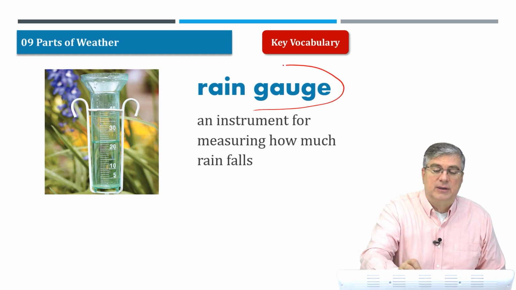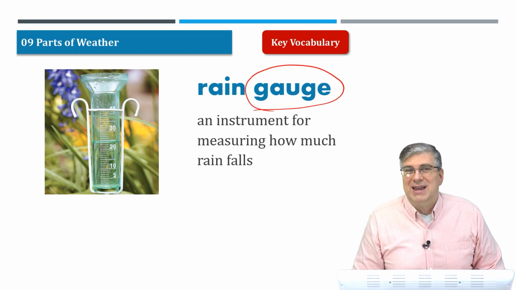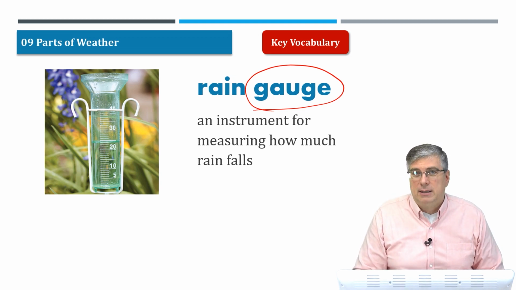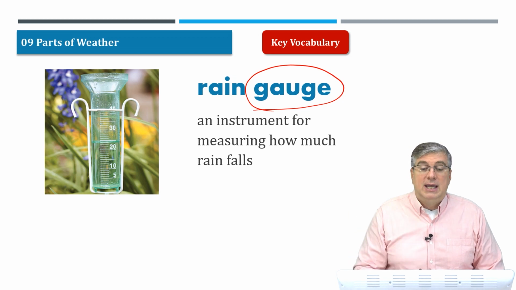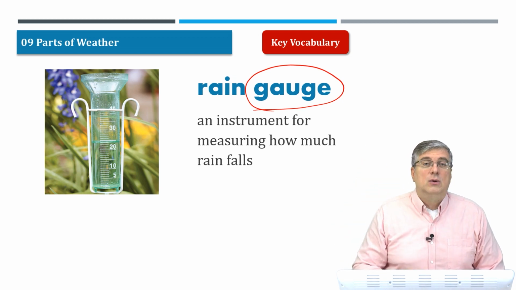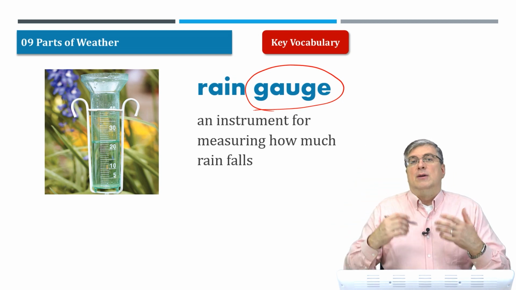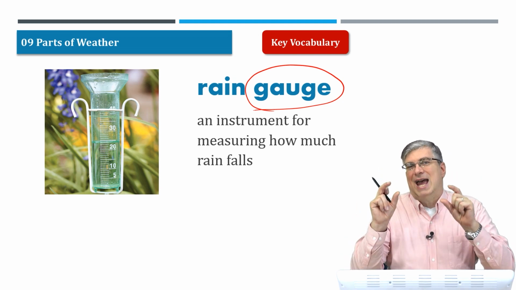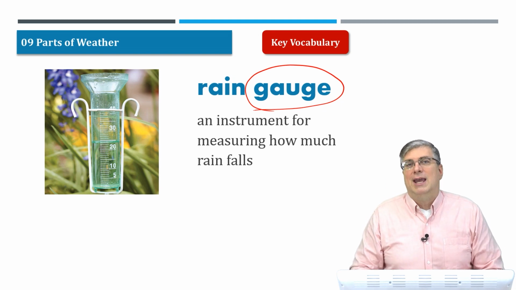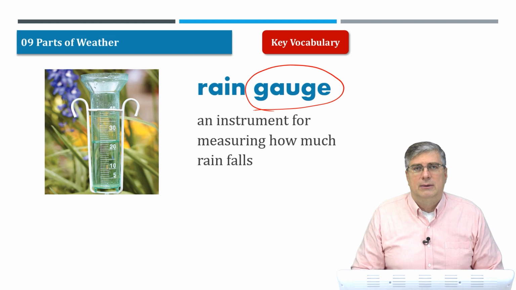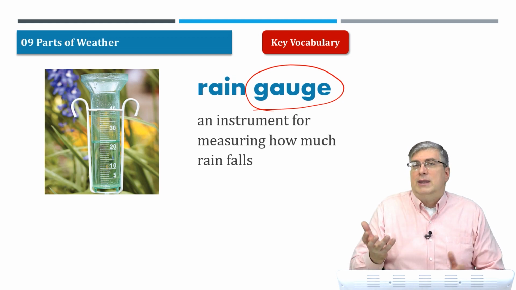A rain gauge. Now, a gauge is an instrument that measures something, usually how much or how many of something there is. In this case, a rain gauge is an instrument for measuring how much rain falls. So, you know, weather forecasters, people who talk about the weather, they need numbers, right? They need to know exactly how much. So they might say, okay, tomorrow we expect 2 inches of rain. That's a lot of rain, right? So how did they measure that?